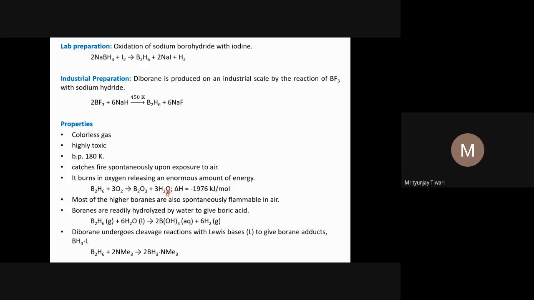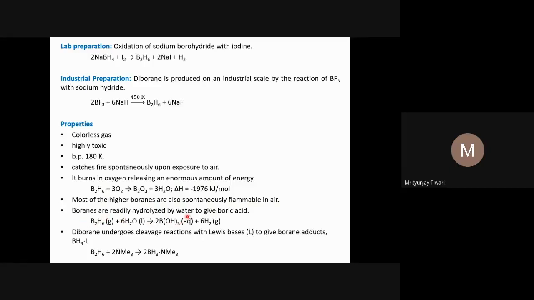Also the water molecules and other things may change the number of molecules and the stoichiometric reaction, but the reaction will be of a similar nature, and similar nature means boric oxide will be formed plus water molecules will be formed even with the higher boranes when they react with the oxygen of the air.